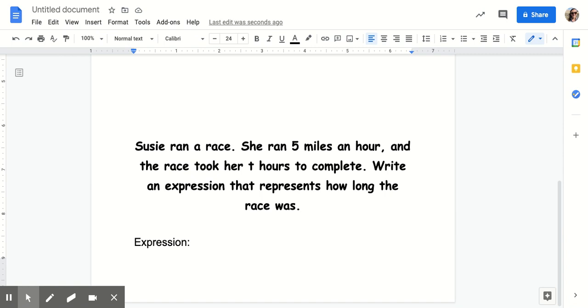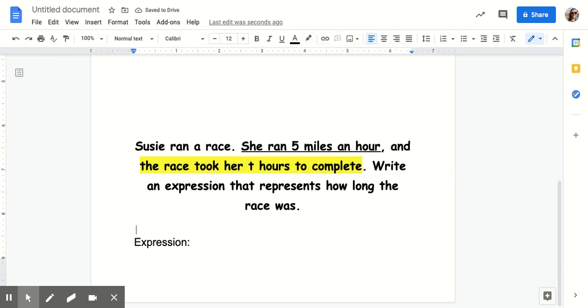Okay, so I was given this piece of information that says that Susie ran 5 miles an hour. So I'm going to code that as something that I already know. And then it says that it took her T hours to complete the race. Well, it provided me with a variable, which is great, but it did not tell me how long it took her to complete this race or how many hours it took her. So that's really a piece of information that I don't know yet. So I'm going to code that in a different way. So I'll highlight that.